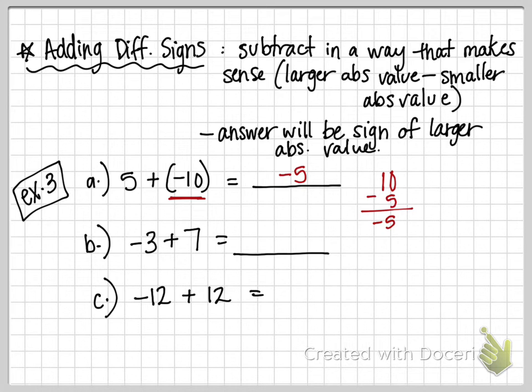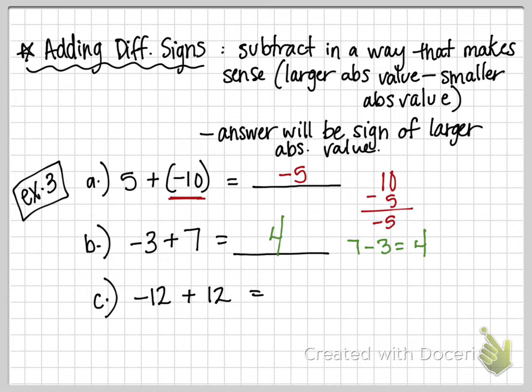Good. Letter B, -3 plus 7. How did you do this? Kellen, what'd you do? I did 7 minus 3. Very good. Which gave you 4. Should it be a positive 4 or a negative 4? Positive. Good, because why? Because 7 was a positive. Yes, 7 is positive and it is the larger absolute value. So positive 4 is correct.